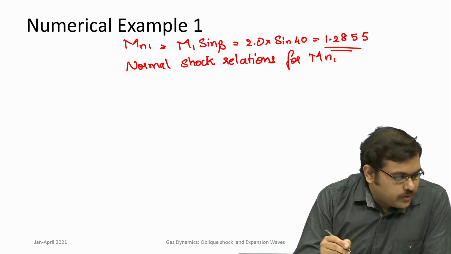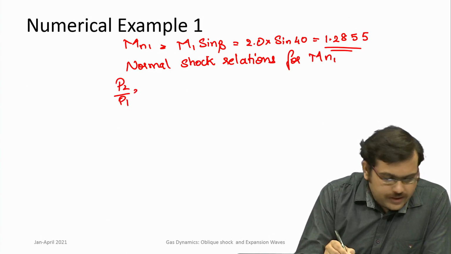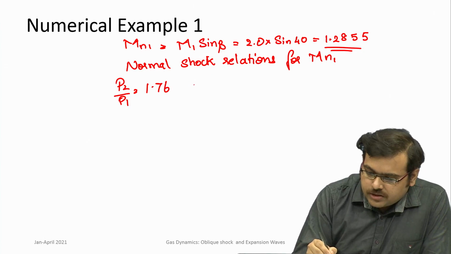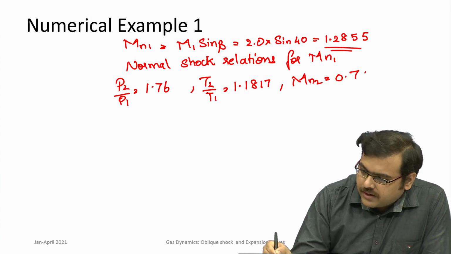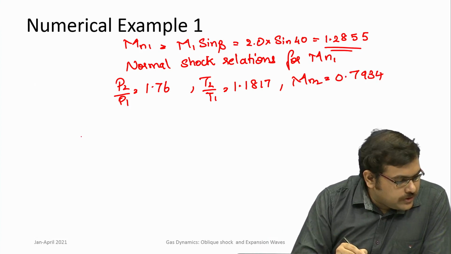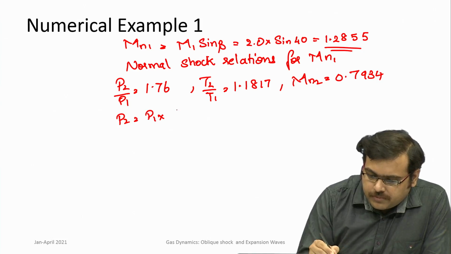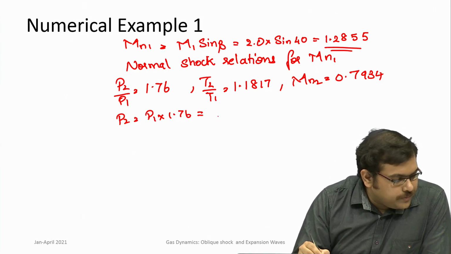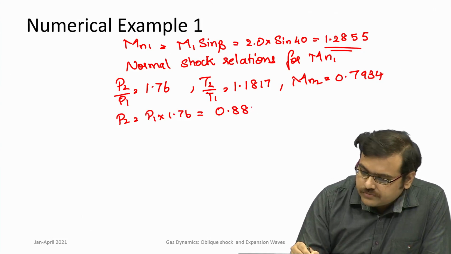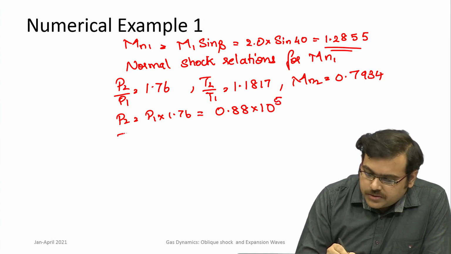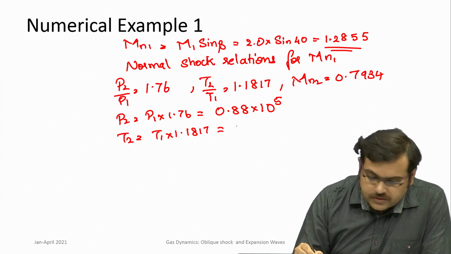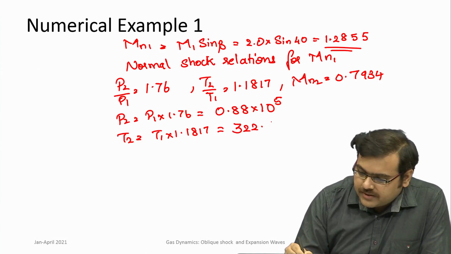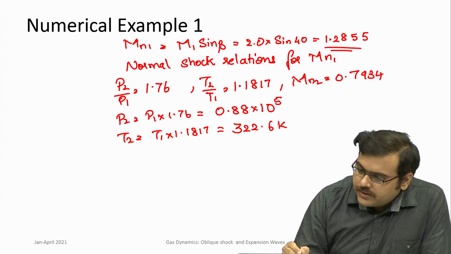You can use a table or a calculator and get P2 by P1 is 1.76, T2 by T1 is 1.1817 and Mn2 is 0.7934. So P2 is P1 multiplied by 1.76. It turns out to be 0.88 times 10 power 5 Pascal, while T2 is T1 multiplied by 1.1817, which is 322.6 Kelvin. Okay.